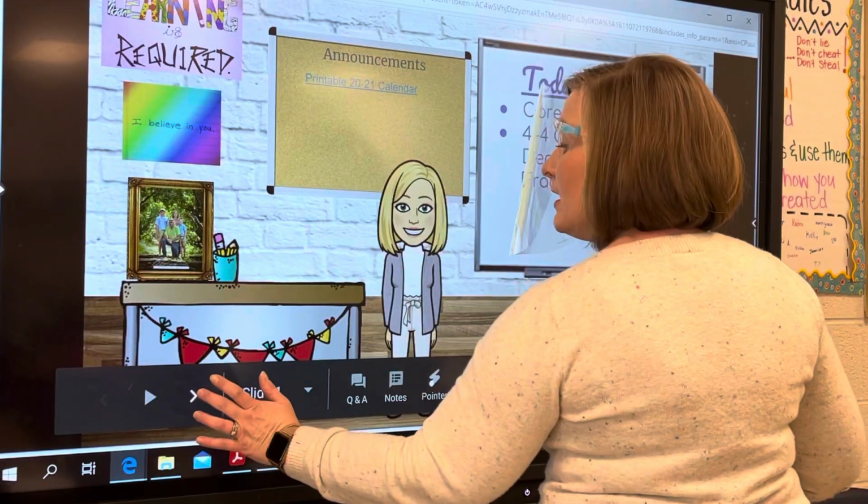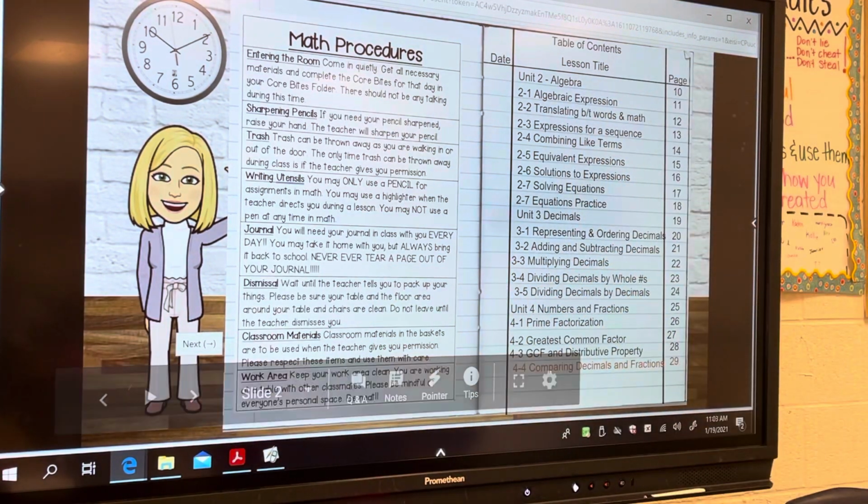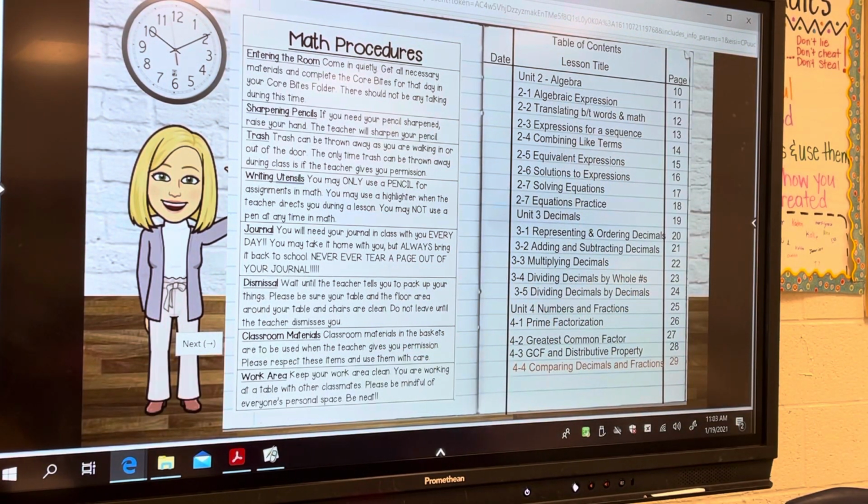So, today, in your table of contents, I want you to put 4-4, Comparing decimals and fractions. I'm going to bring you this paper. I don't want you to take this paper in yet, okay? Because I want to talk about a few things before we go any farther.